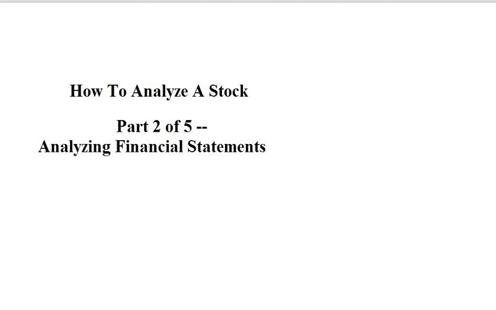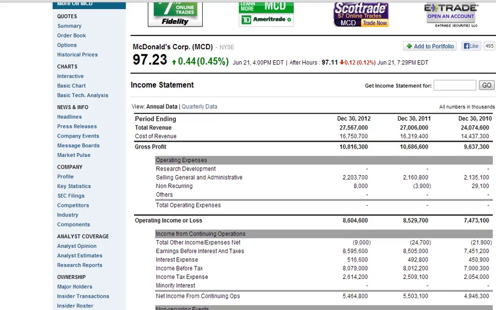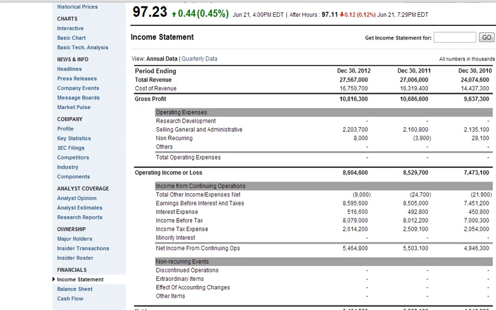Now I want to look at McDonald's. And here's the annual income statement for McDonald's. You can see that this shows information for the last 3 years for McDonald's on their sales and earnings and their expenses. So the first thing you want to look at on these income statements would be, are revenues and earnings growing consistently, or is it volatile?